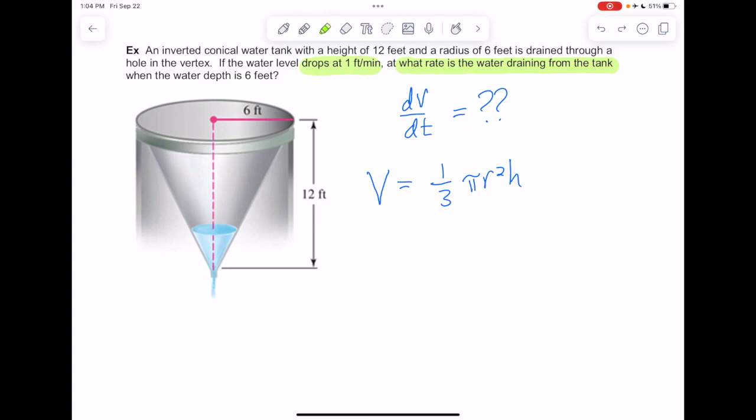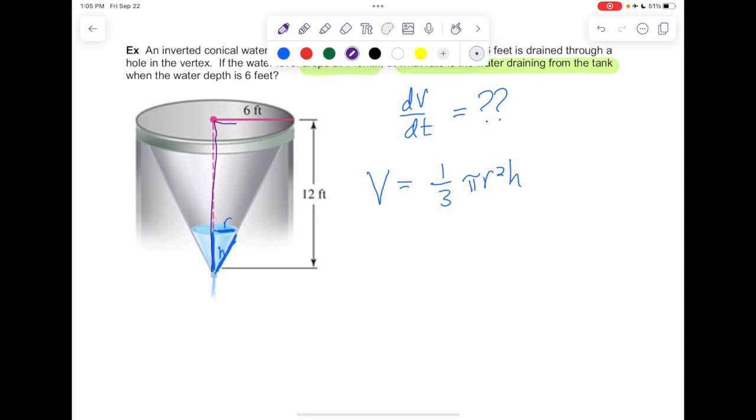So how are we going to do that? Let's go over here and mark up our picture a little bit. Let's just focus on the water. Here is the height of the water right here, and here is the radius of the water right there. If you put this edge on here, then you have a triangle in blue. You could compare that to this triangle that I'll draw in purple right here. That's the big triangle.